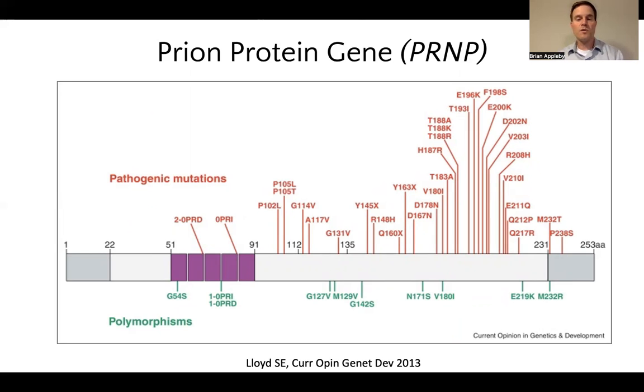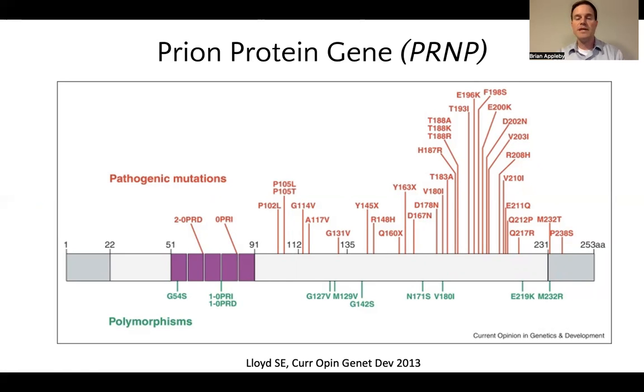So for example, 135 is basically position 135 of 253 amino acids in the prion protein gene. And you'll see in the red on the top are what we call pathogenic mutations. These are genetic variations that we know cause the disease. And they're demarcated by two letters with a number in between the two letters.